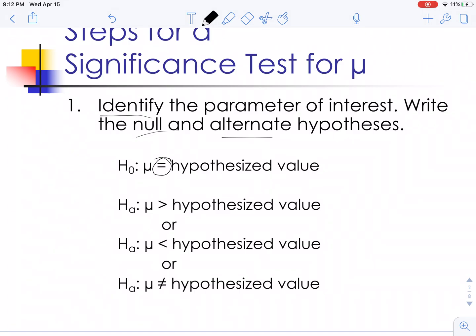Then your alternate hypothesis, you have one of 3 options. You have either greater than that same hypothesized value you did there, less than that hypothesized value, or not equal to that hypothesized value. So greater than alternate hypothesis is called an upper-tailed test. A less than alternate hypothesis is a lower-tailed test, and a not equal to is a two-tailed test.